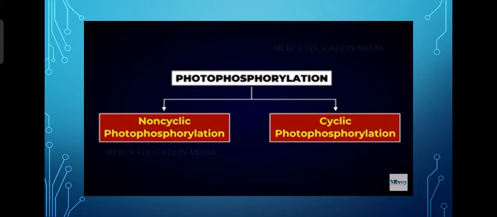Next we have photophosphorylation. What is photophosphorylation? The production of ATP by the light dependent reaction is called photophosphorylation. As it uses light as an energy source, photophosphorylation may be either cyclic process or non-cyclic process. That we say non-cyclic photophosphorylation and cyclic photophosphorylation.